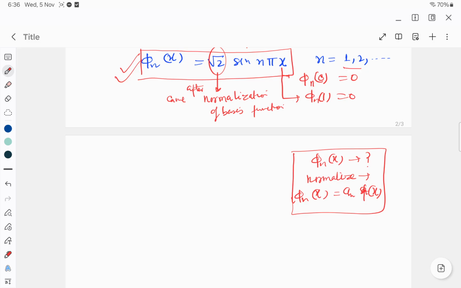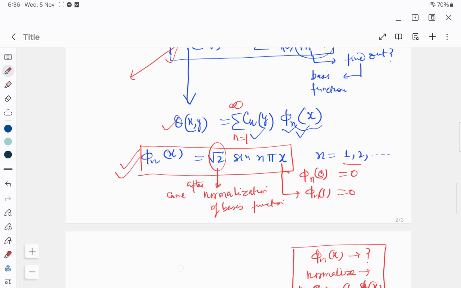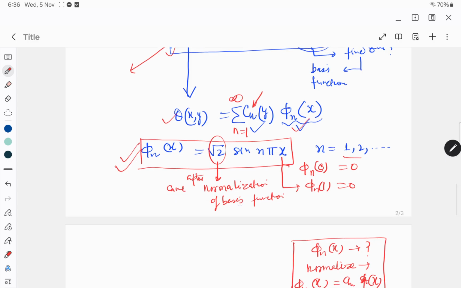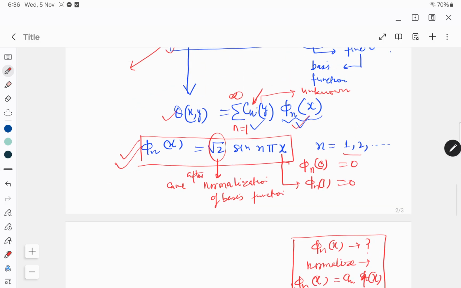Now we know this phi n x is root 2 sine n pi x. So if we know only c n, then we will have the solution, because this is still unknown. So we have to calculate this unknown function. What is needed to complete the solution is to determine the coefficients that multiply the basis function, that is, c n.